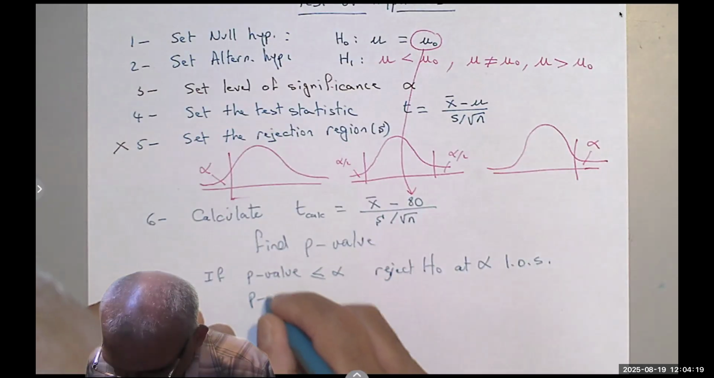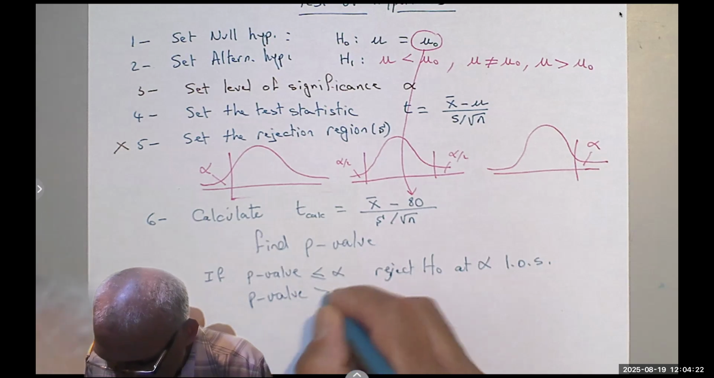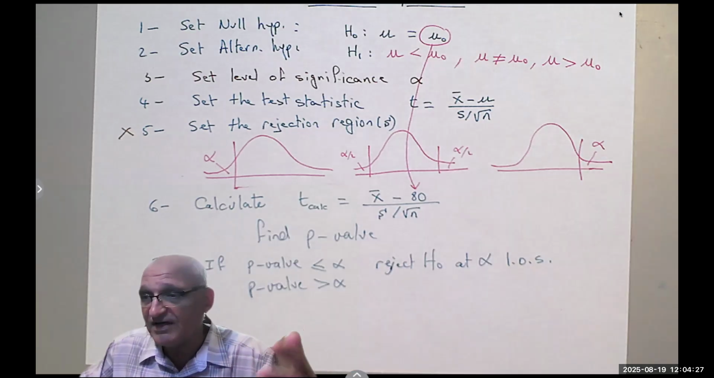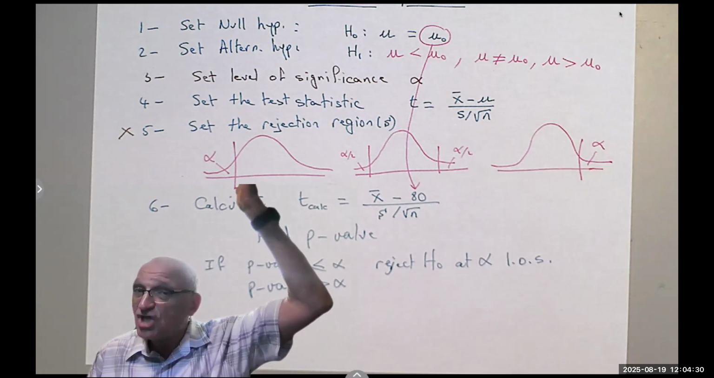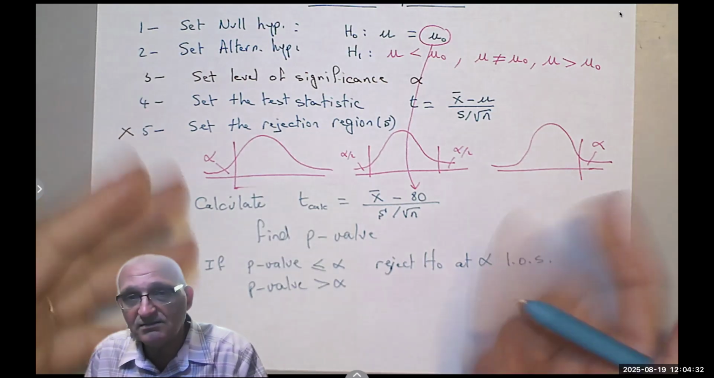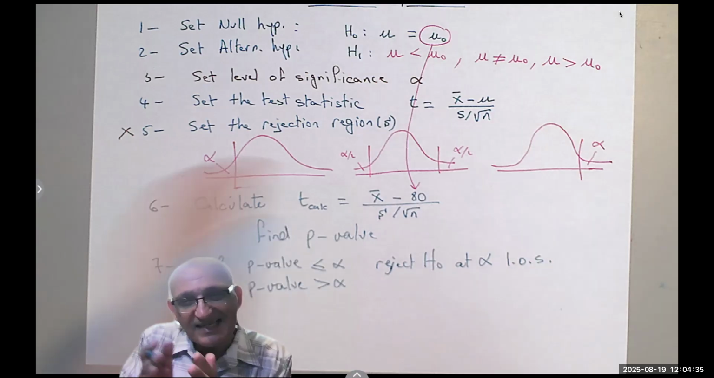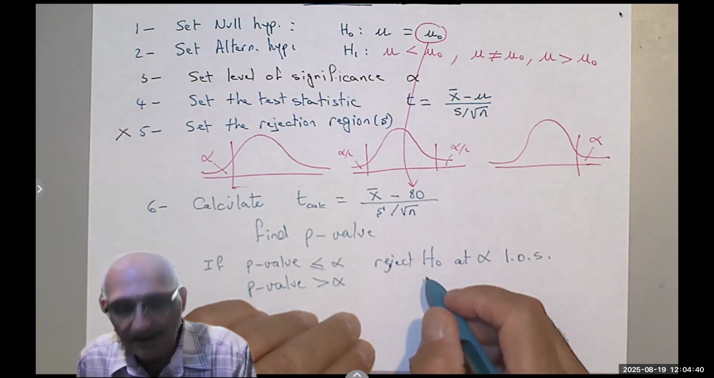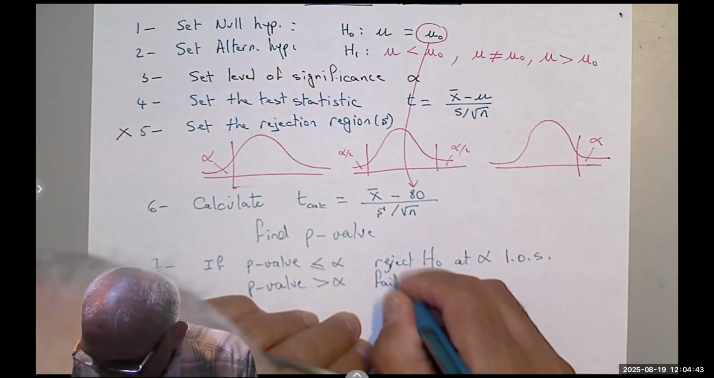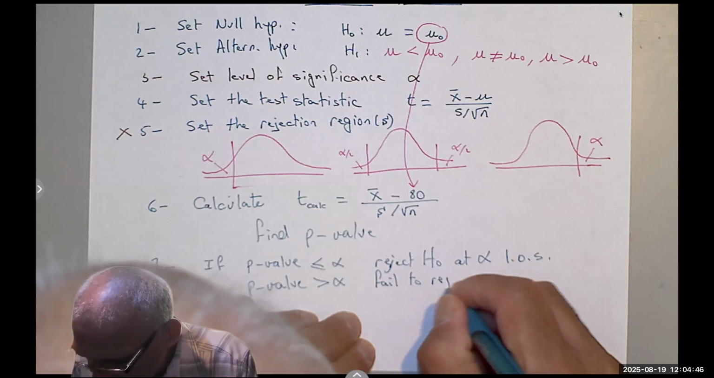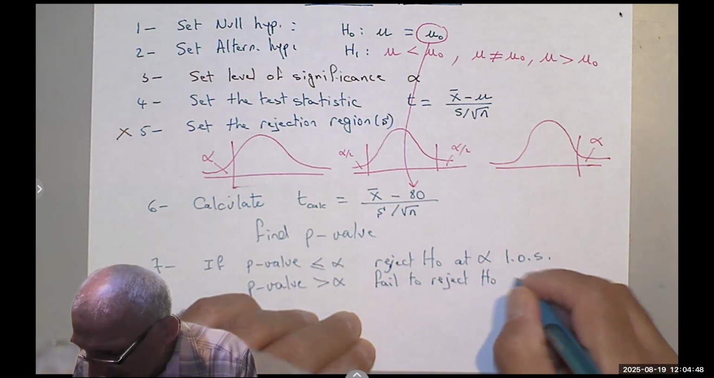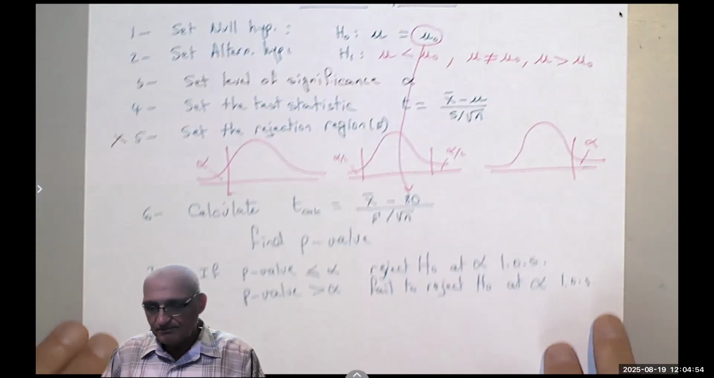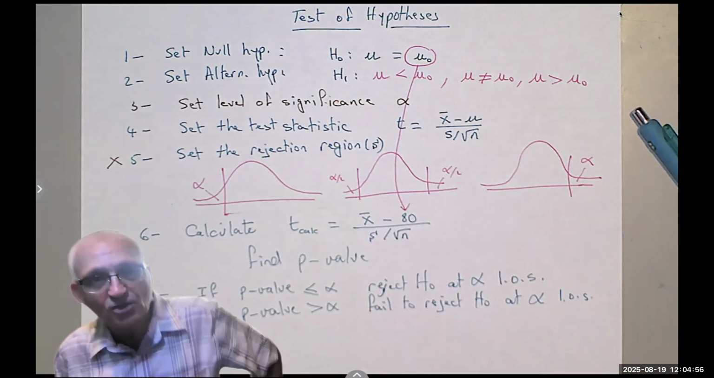If the p-value is greater than alpha, and we have to write this in our report, so you will say, okay, I got a p-value of 0.2, which is much higher than 0.05, or I got 0.04, which is slightly less than alpha if alpha is 5%. So you say that. We don't say accept, we say fail to reject H sub 0 at alpha level of significance. So that's everything we are going to do.